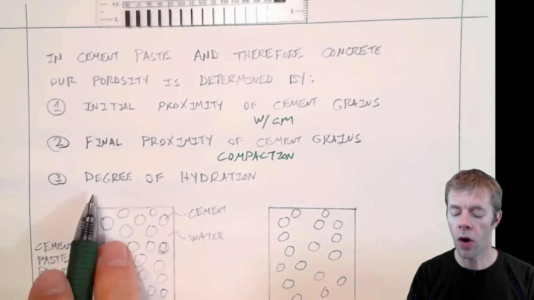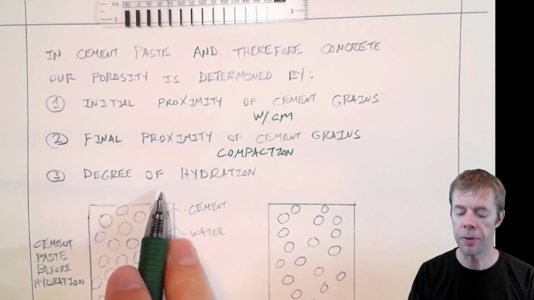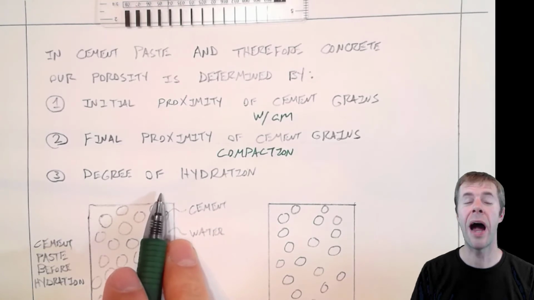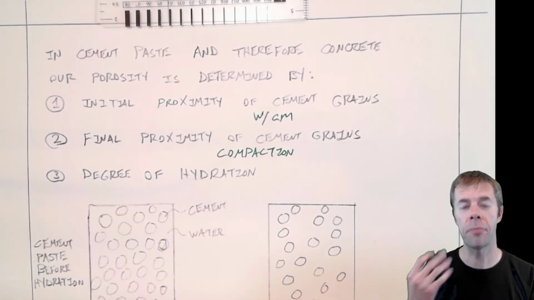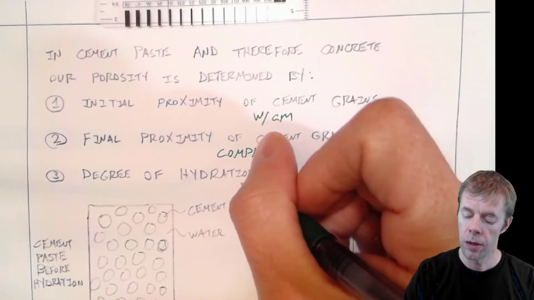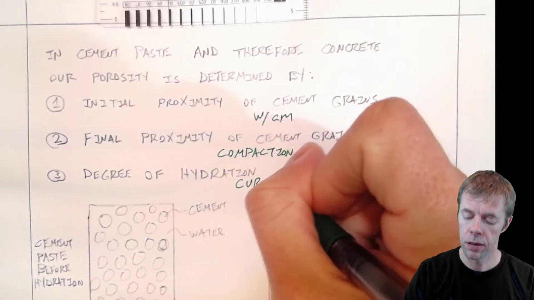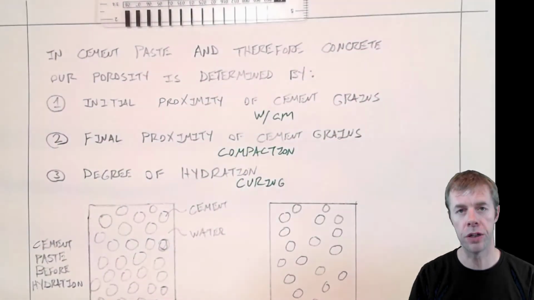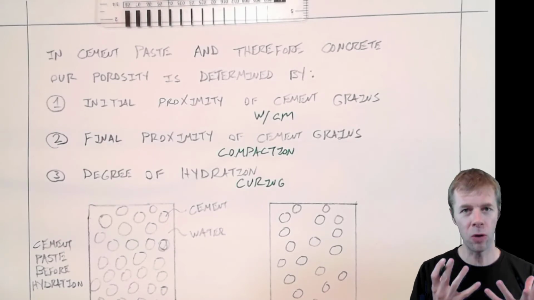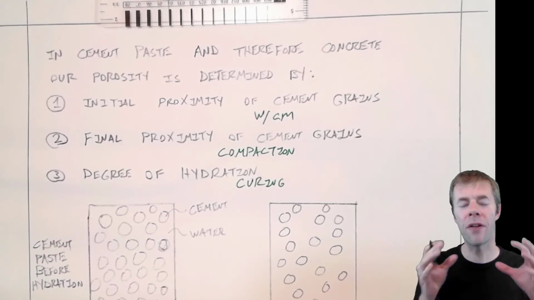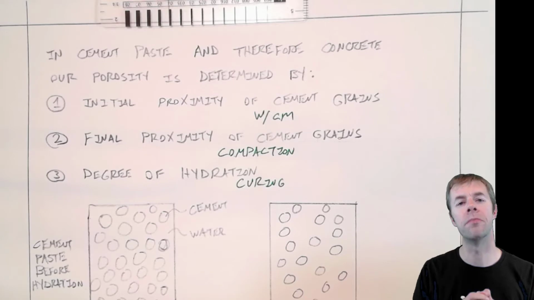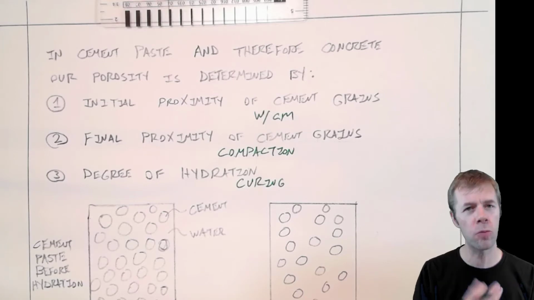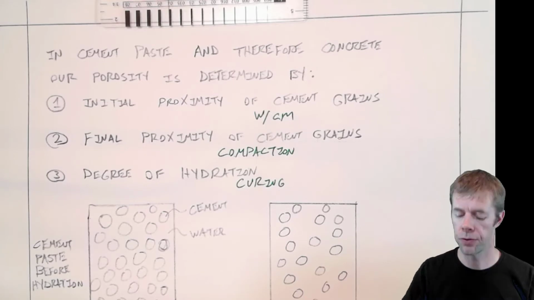And then law number 3, the third important step here, is the degree of hydration. This is how much reaction happens. And this is controlled by curing, by promoting hydration. So let's start out with law number 1. Let's start at the basics and build our way up to understand the initial proximity of cement grains.